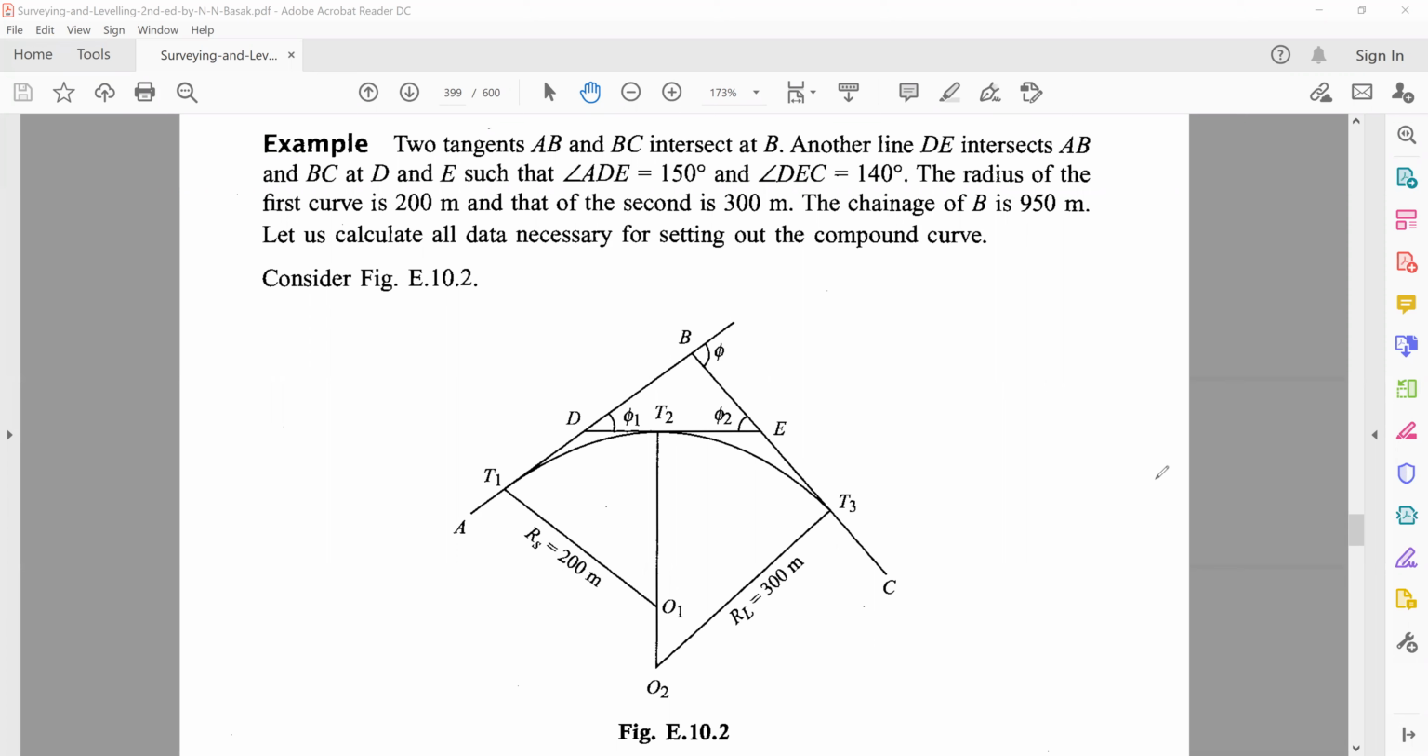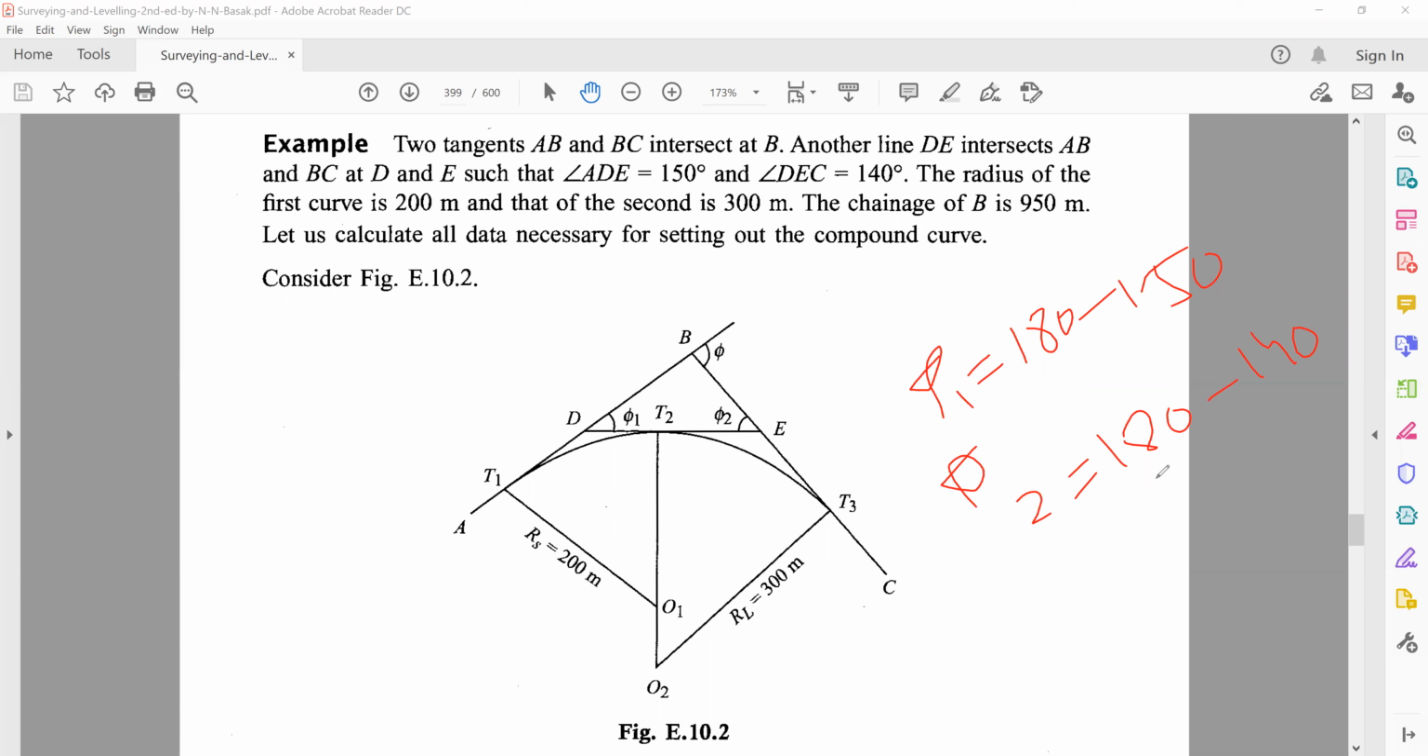So what they're saying is that the angle ADE is 150 degrees. So that means phi 1 would be equal to 180 minus 150. And then they're saying that the angle DEC is equal to 140. That means that phi 2 would be 180 minus 140. And the radius of the first curve is 200 meters, and that of the second curve is 300 meters. The chainage of the point B is 950 meters, and we have to calculate all the rest of the data.